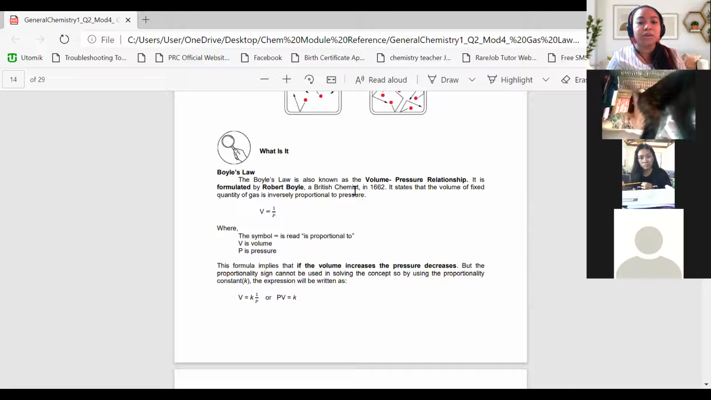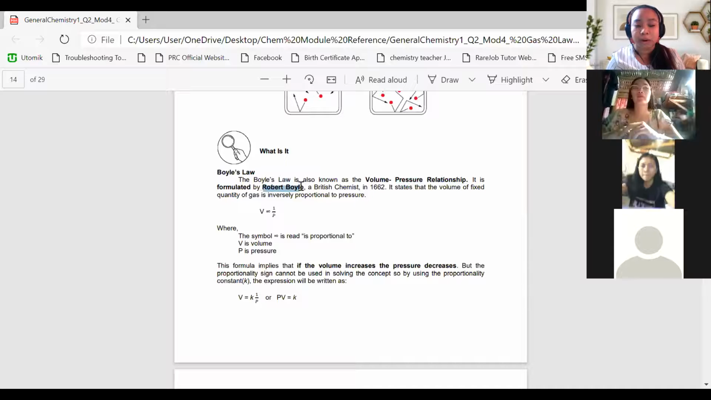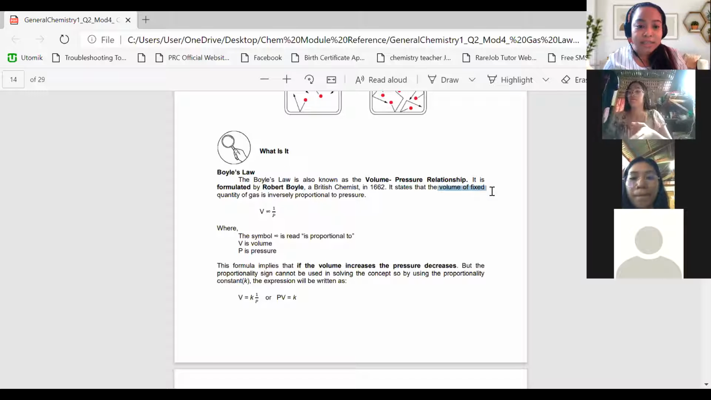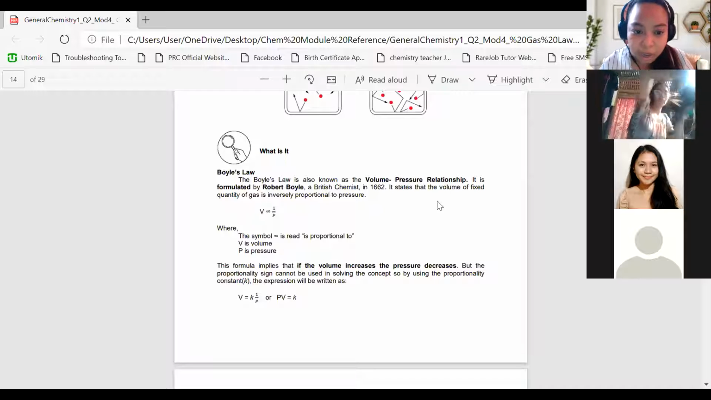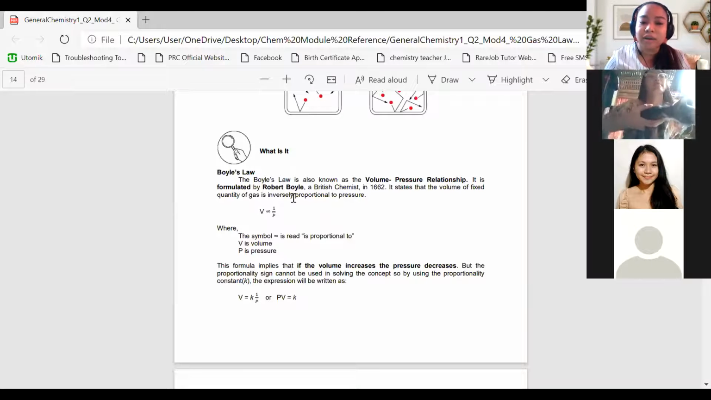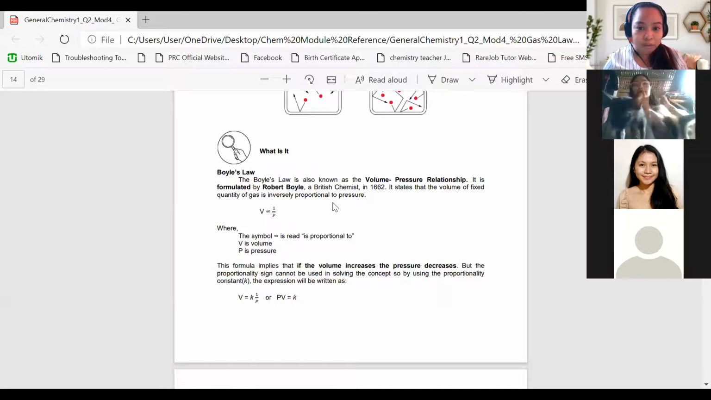Now, Boyle's law is also known as the volume pressure relationship, which was formulated by Robert Boyle, a British chemist, in 1662. It states that the volume of a fixed quantity of gas, so when we say fixed quantity of gas, the same number of particles, the particles didn't change. Wala kay gikuha nga number of gases, wala kay giduga nga number of gases. Is inversely proportional to the pressure.